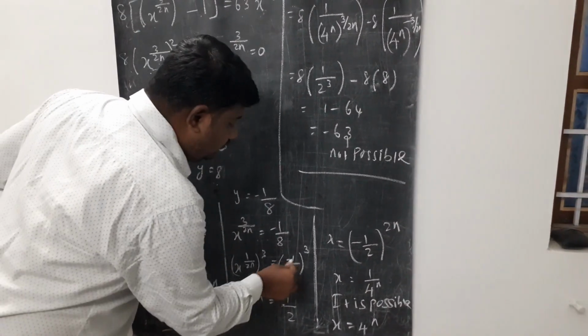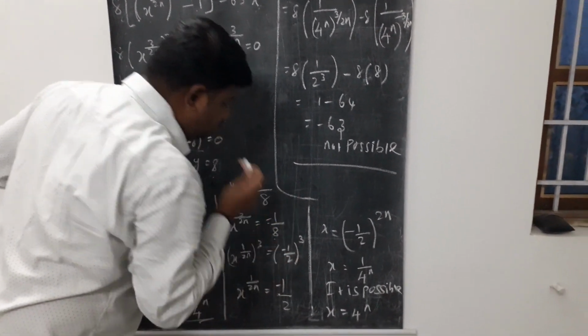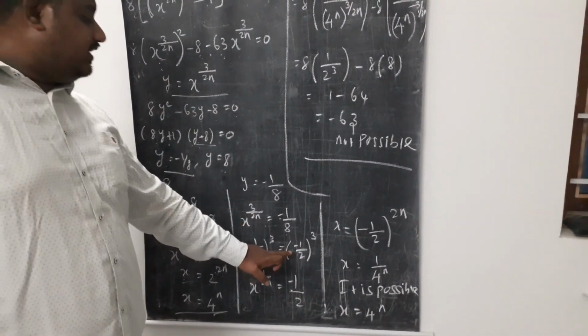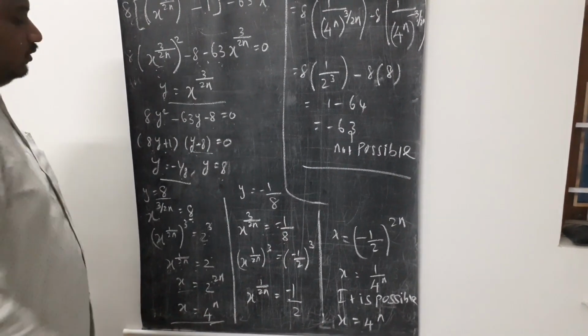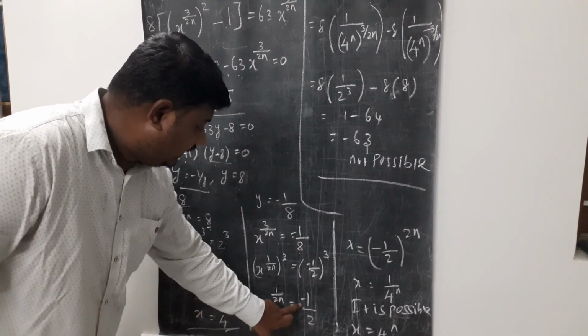You can check it. Minus 1 the whole cube is equal to minus 1. 1 cube is 1, 2 cube is 8. So you can write minus 1 by 8. I have replaced minus 1 by 2 the whole cube. So the 3 cancels. Then x power 1 by 2n is equal to minus 1 by 2.